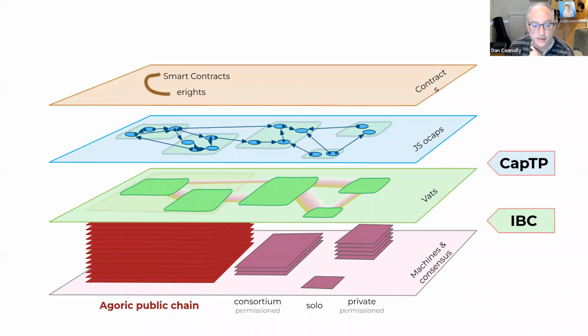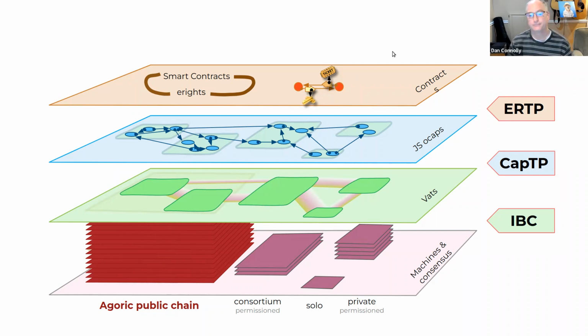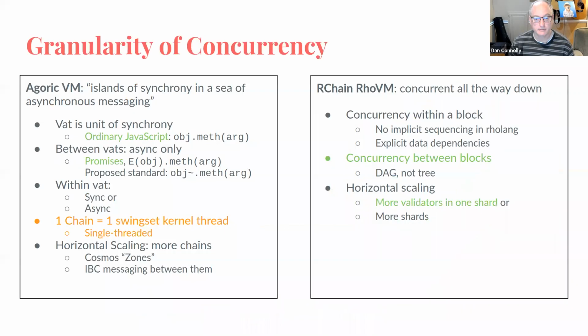And then there's the smart contract layer, and we use the electronic rights transfer protocol, which is, anyway, to make tokens out of objects. And that's where you can have sort of atomic exchange and all kinds of good stuff. Rich component ecosystem.